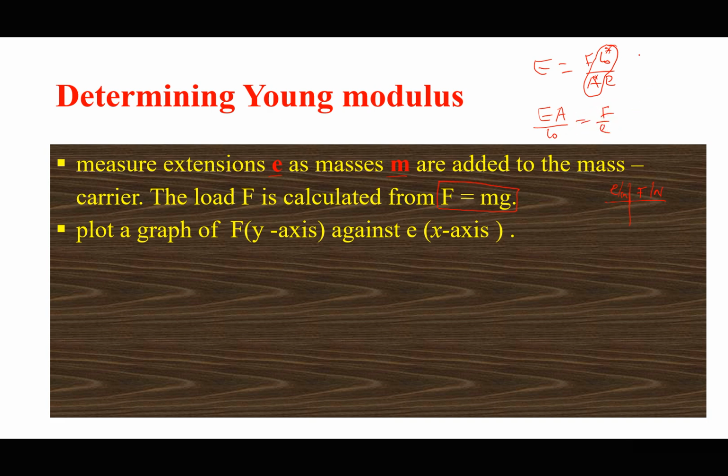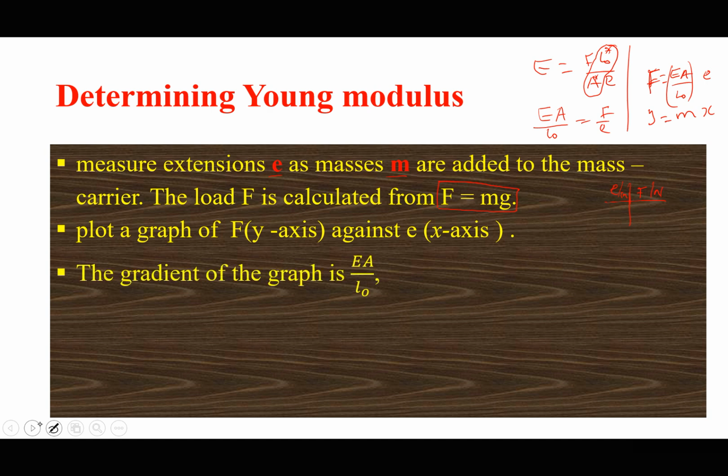So I make F the subject, it means F is going to be EA over L naught times e, small e. So we are going to plot a graph of F against small letter e. That is, we are going to plot a graph of F against extension. When you compare with y equals mx, it means the gradient of the graph is going to be EA over L naught. So the gradient of that graph we are going to plot is going to be capital EA over L naught. Therefore, from that gradient, we can now find the Young modulus.